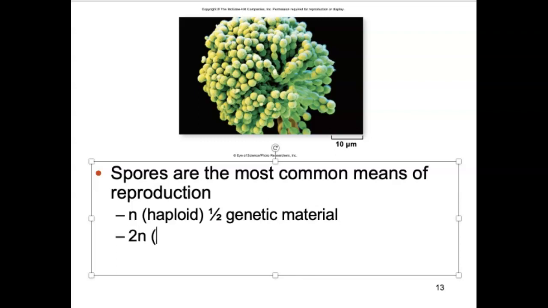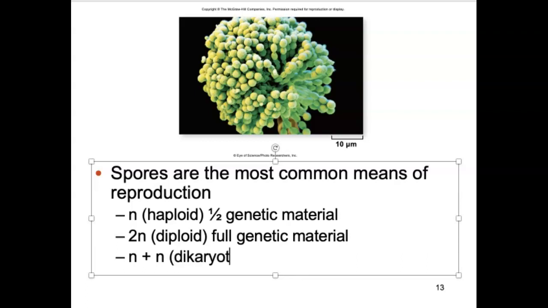2n is what we call diploid. Full genetic material. And then again, we get that weird thing. No, lowercase n plus n is dikaryotic.